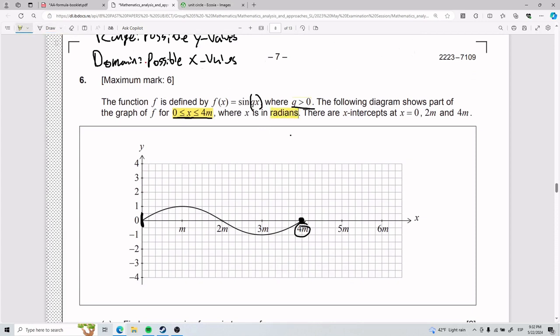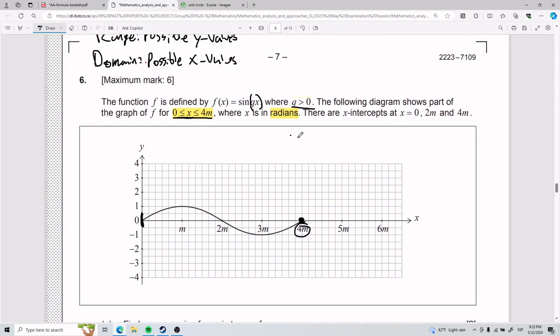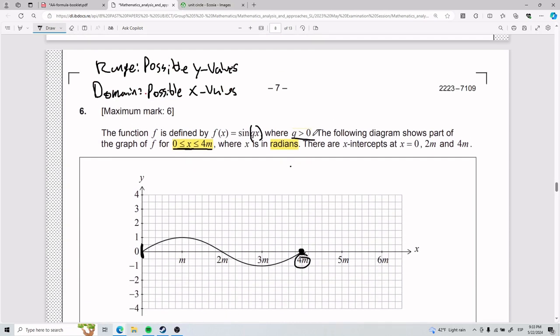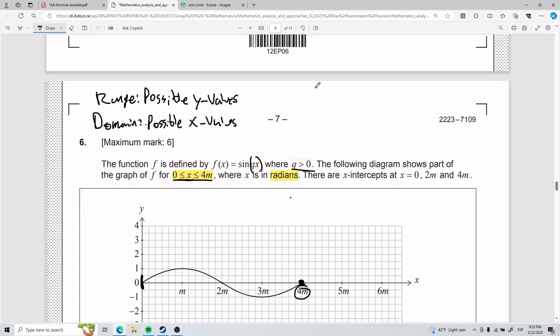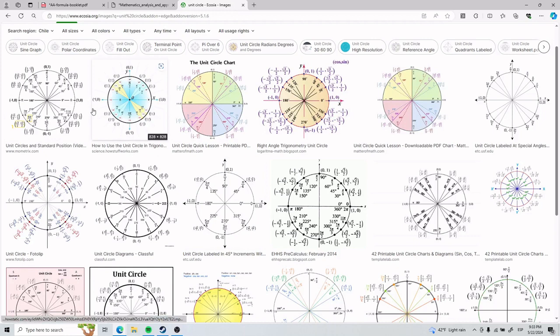Now, what are radians? Radians is just a way to express degrees. Let me give you an example, it'll make a little more sense. 2 pi radians equals 360 degrees, while 1 pi radian equals 180 degrees. It might make more sense if you look at a unit circle graph.